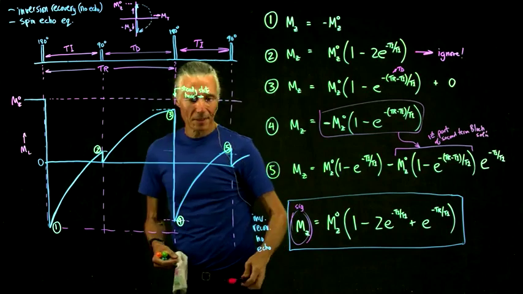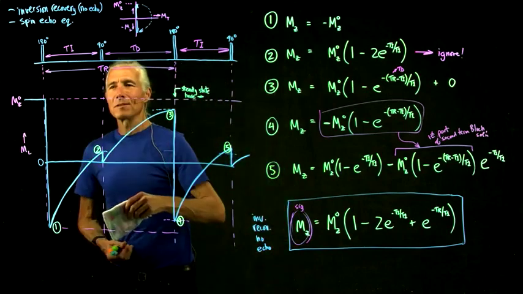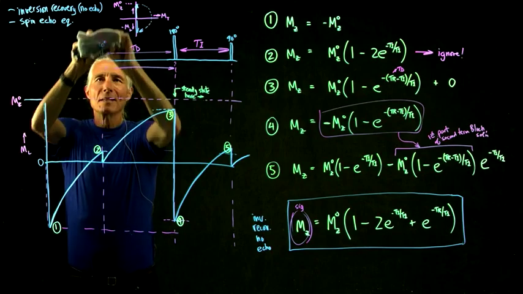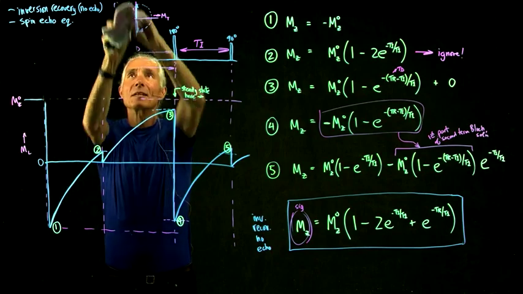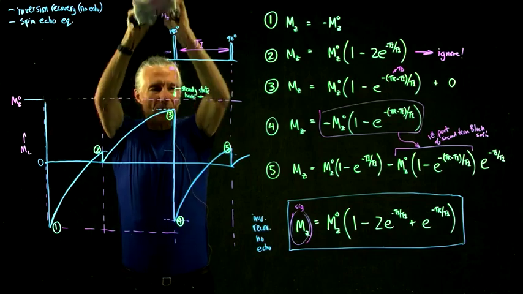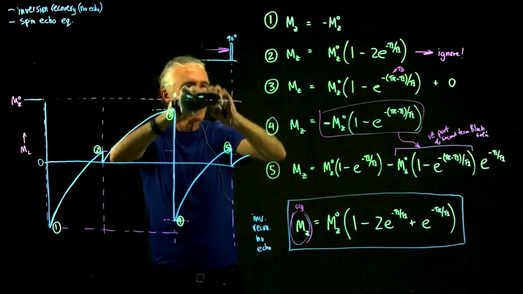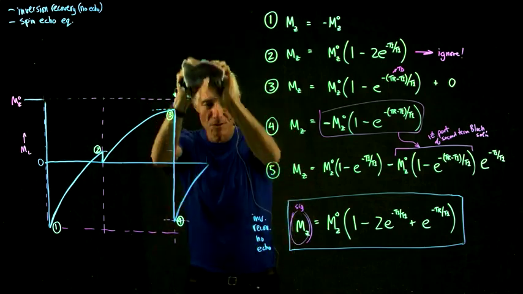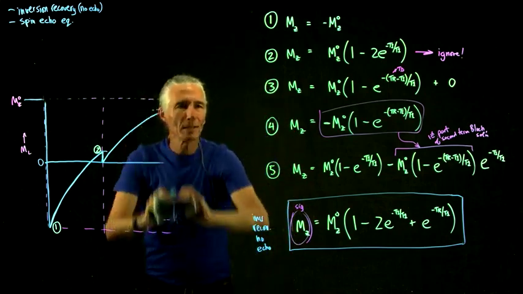Okay, so all good. We'll move on to spin echo. Any other questions about this? You're starting to get a feel for how to operate the equations.